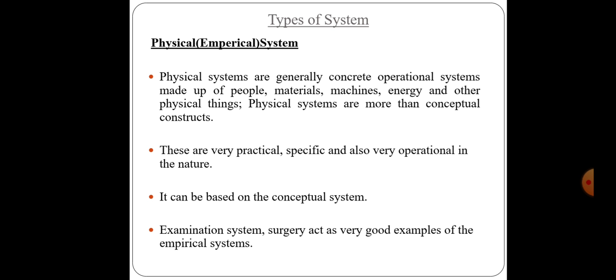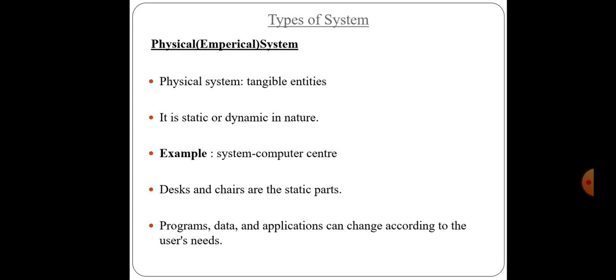Next is the physical system. It is empirical in nature. These are generally concrete operational systems made up of people, material, machines, energy, and other physical things. So these are very practical, specific, and also very operational in nature. So it can be based on the conceptual system. Any examination system, surgery, and so on are examples of the empirical or physical systems. These are tangible entities. It can be static or dynamic in nature.